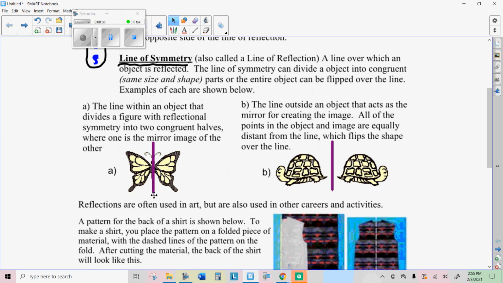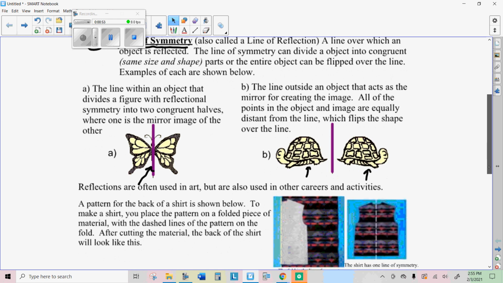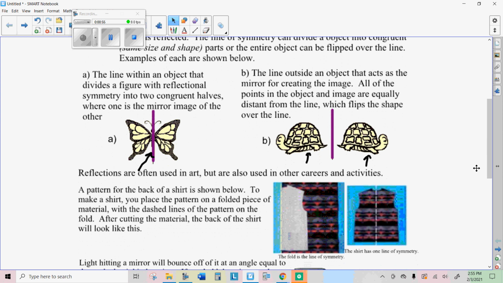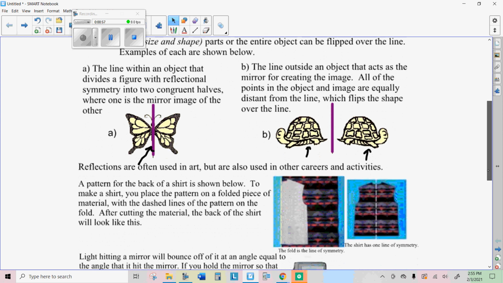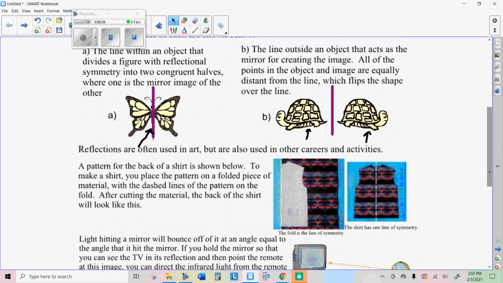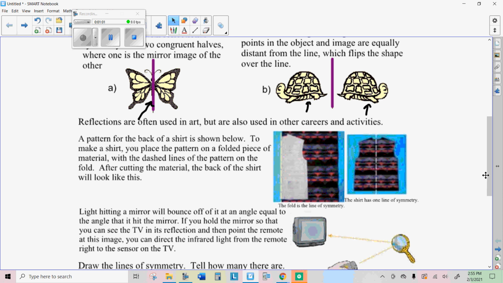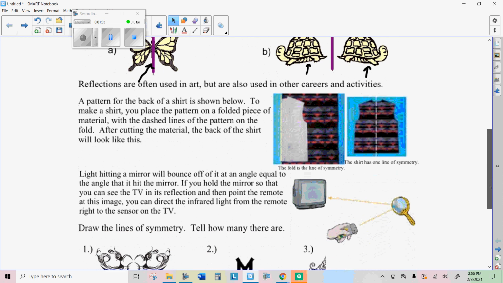If you have a symmetrical object, then there's some line that mirrors the other side. So on a butterfly, you see it right there in the middle. You can also just flip the whole object over a line, like we're doing with this turtle here, creating a whole new image, but reversed, a reflection of that. You might see some of that in the pattern of this shirt.